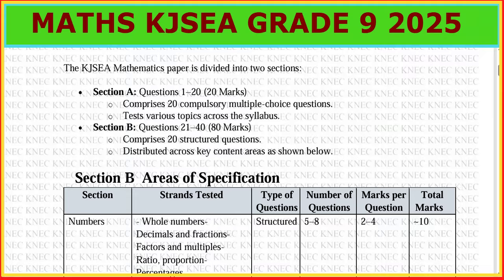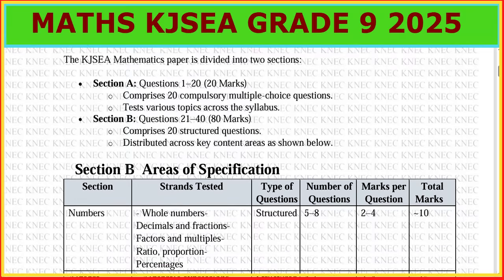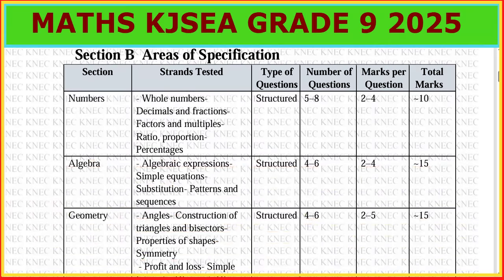Then Section B is question number 21 to 40, and it carries 80 marks. It comprises 20 structured questions, and these structured questions are distributed across key content areas as shown below. Let us go to areas of specification in Section B.